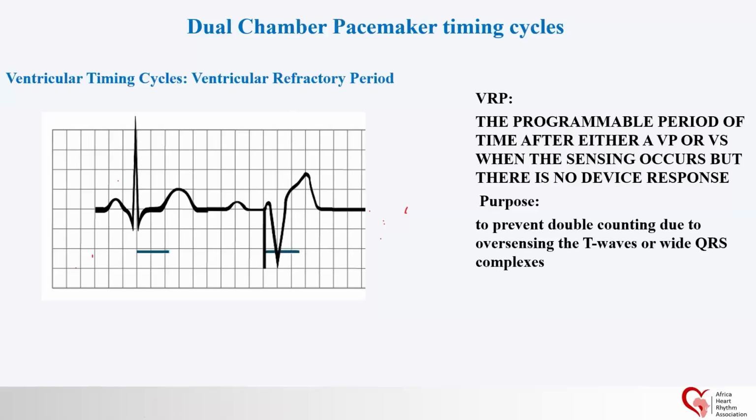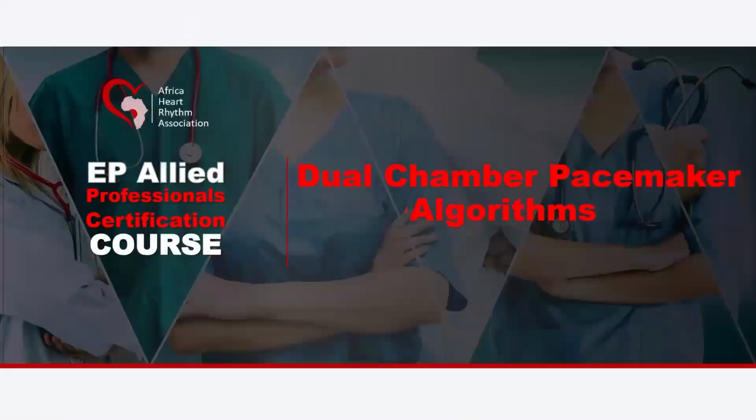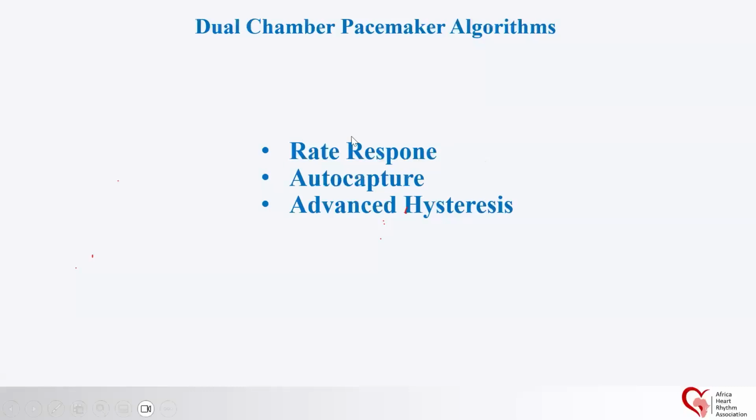So those are all the basic timing cycles that we have in the dual chamber pacemaker, in the atrial channel and in the ventricle channel. Here we will see some dual chamber pacemaker algorithms that we have in Abbott pacemakers. We will see the rate response, the auto capture in dual chamber Abbott pacemakers, and also the advanced hysteresis, which is very important.